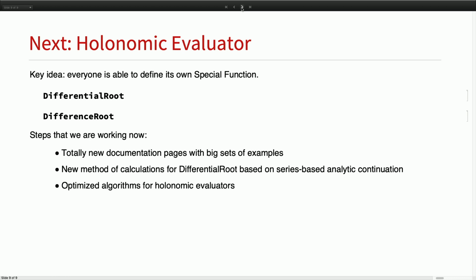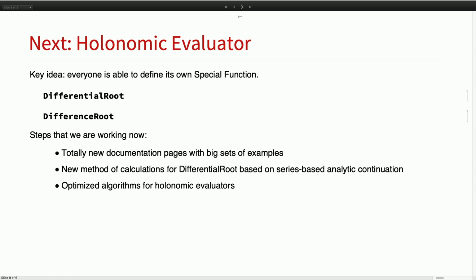And the next step that we are now working on is optimized algorithms for these holonomic evaluators, because the series-based analytic continuation scheme is good, but it's not very fast. It's faster than the current DifferentialRoot. However, it's not the optimal one. And because of this, we are now trying to implement fast summation algorithms like rectangular splitting, binary splitting, and others for DifferentialRoot.